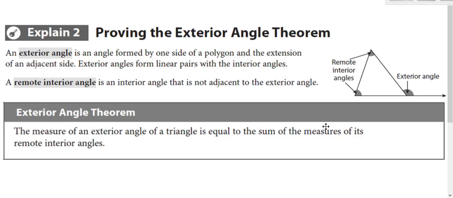So now we're going to look at an exterior angle of a triangle. An exterior angle is just kind of what it sounds like. Exterior means outside. So to find an exterior angle, you just continue one of the sides, and then the angle that's formed on the outside is your exterior angle.